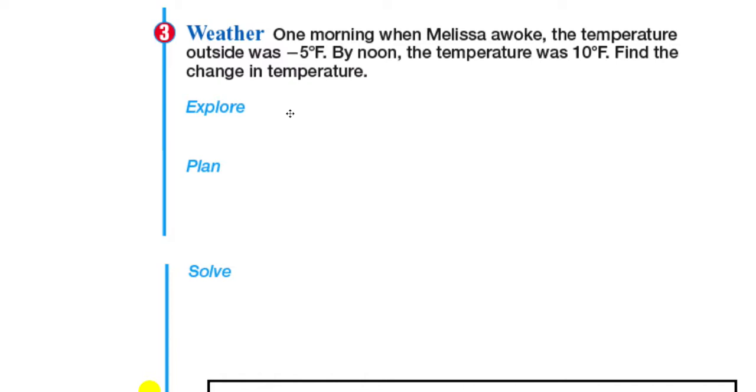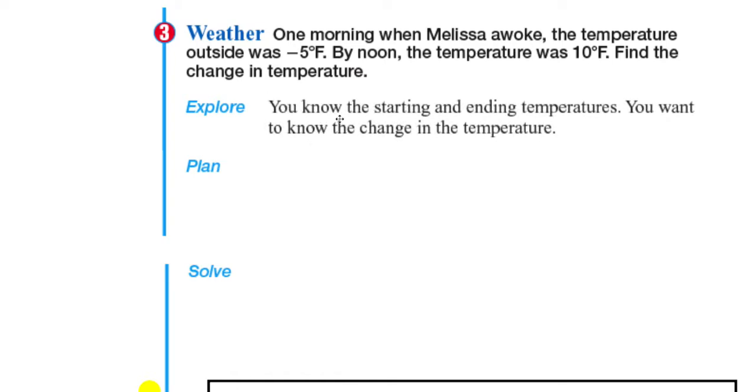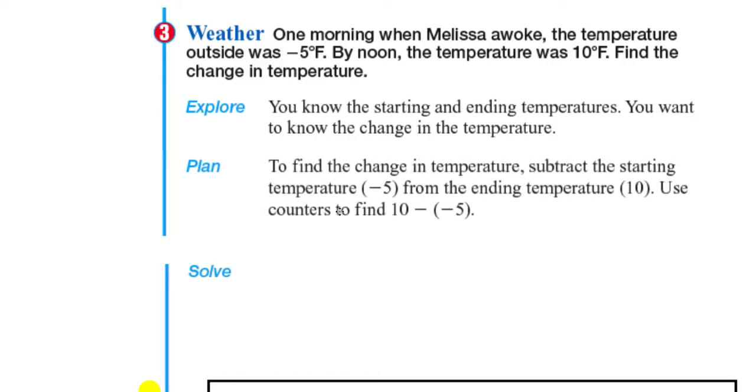So again, this is a subtraction problem. So we want to first know the starting and ending temperatures. Actually, we already know them. You want to know the change in temperature. So our plan is to find the change in temperature: subtract the starting temperature, which is negative 5, from the ending temperature of 10. So we want to use counters to find 10 minus negative 5.